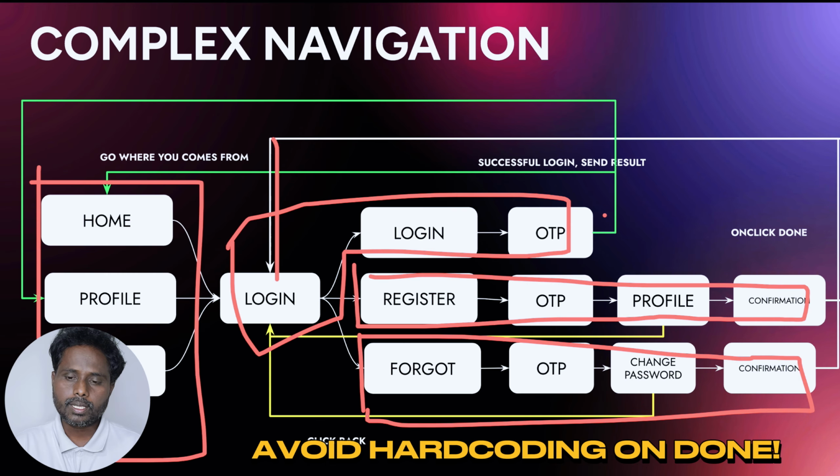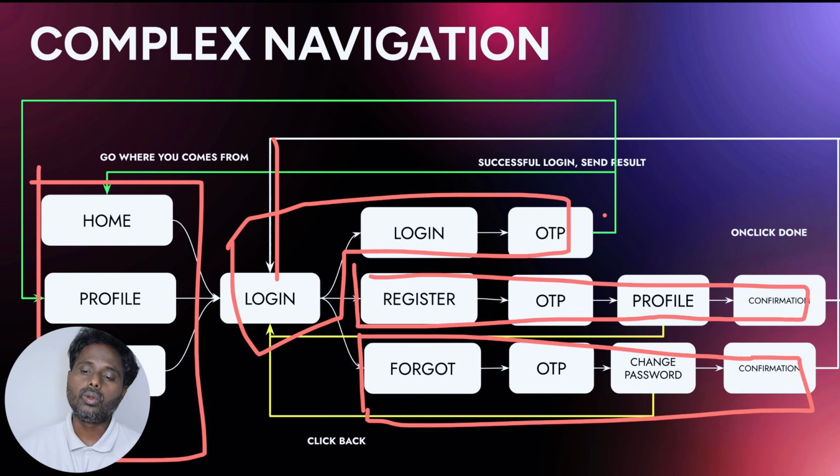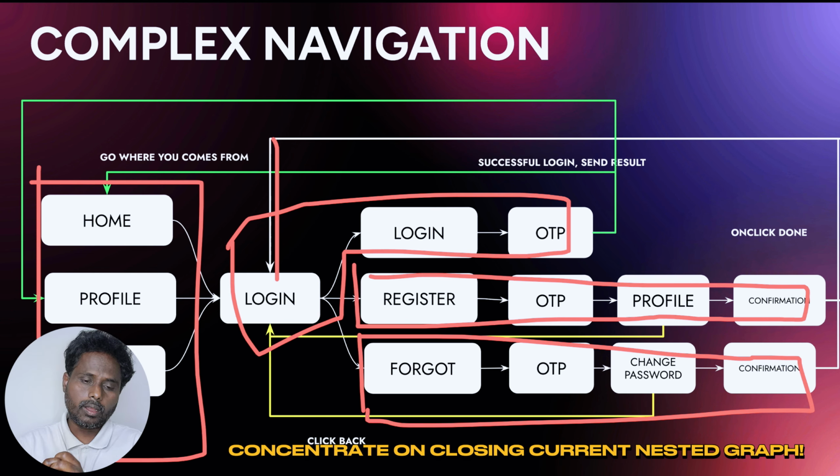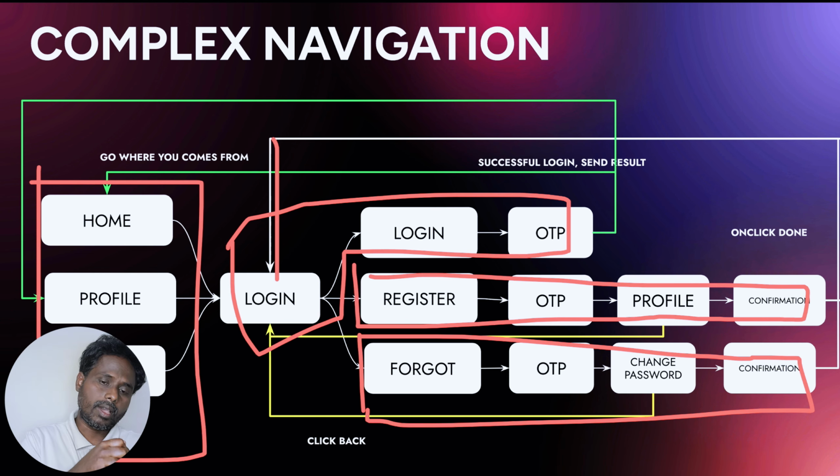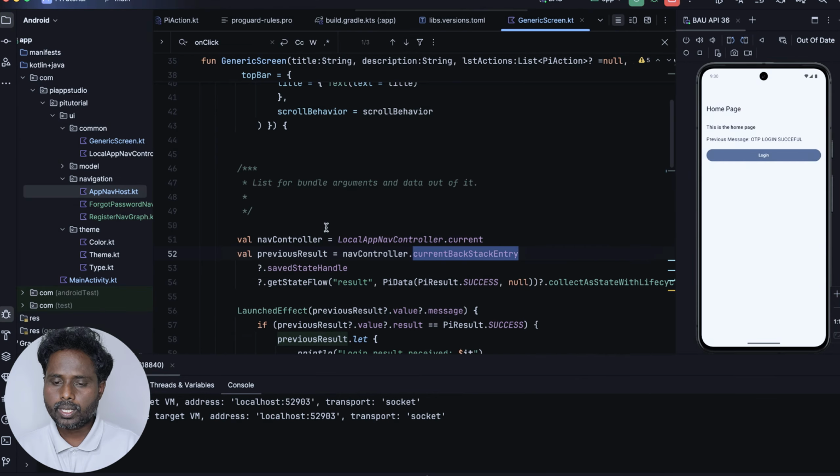Most of the time developers tend to hard-code things in the OTP confirmation page, saying that hey, just blindly go to the home screen, or blindly go to the profile, or blindly go to the product details screen. Don't do that. Just concentrate only on closing your graph so that the system will go back to where it came from. So how are we supposed to get the data back?